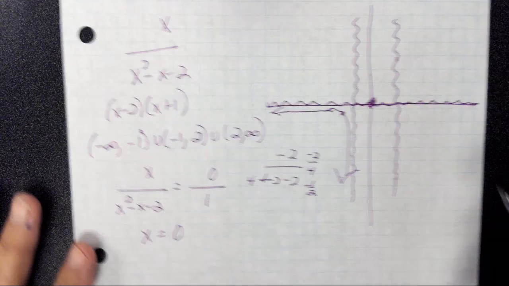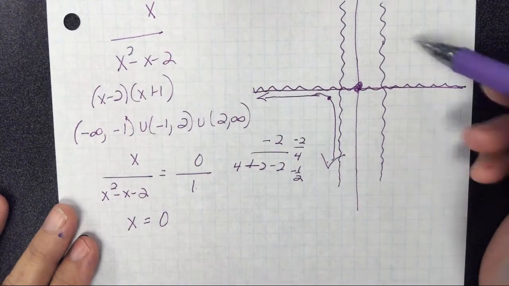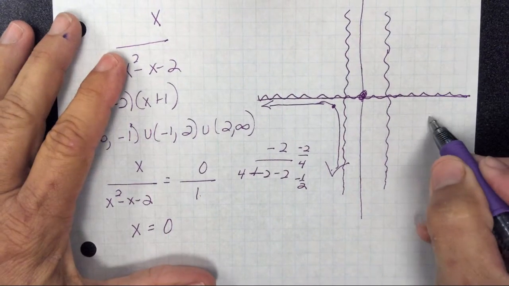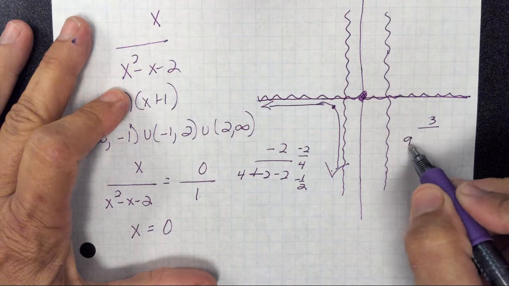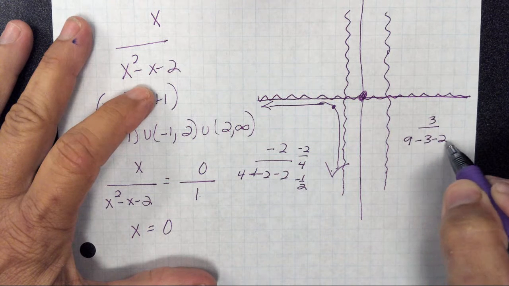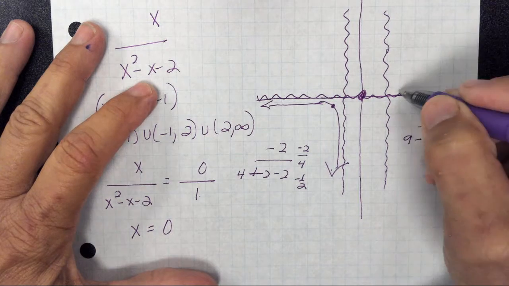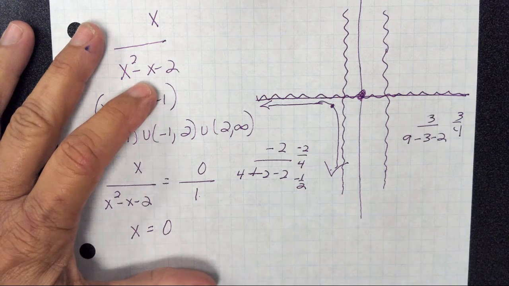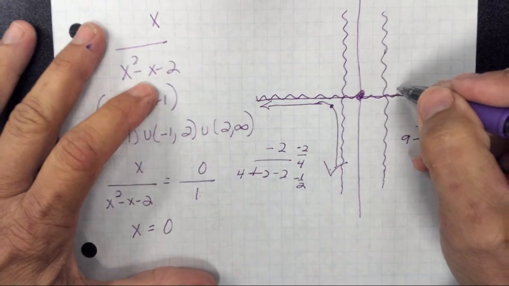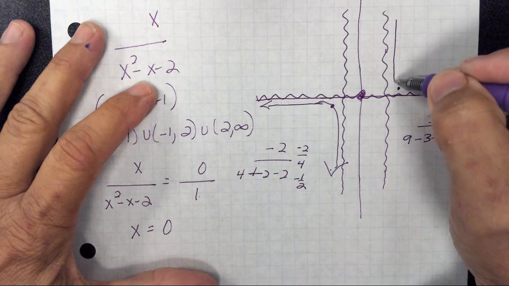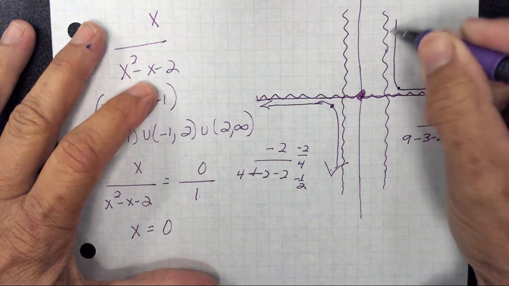So we're going to plug in the 3 because we know this side has to either be above or below. So 3, negative 3 squared would be 9, minus 3 minus 2 would end up being 3 over 4. So at 3, we're at 3/4, which means this entire piece is above.